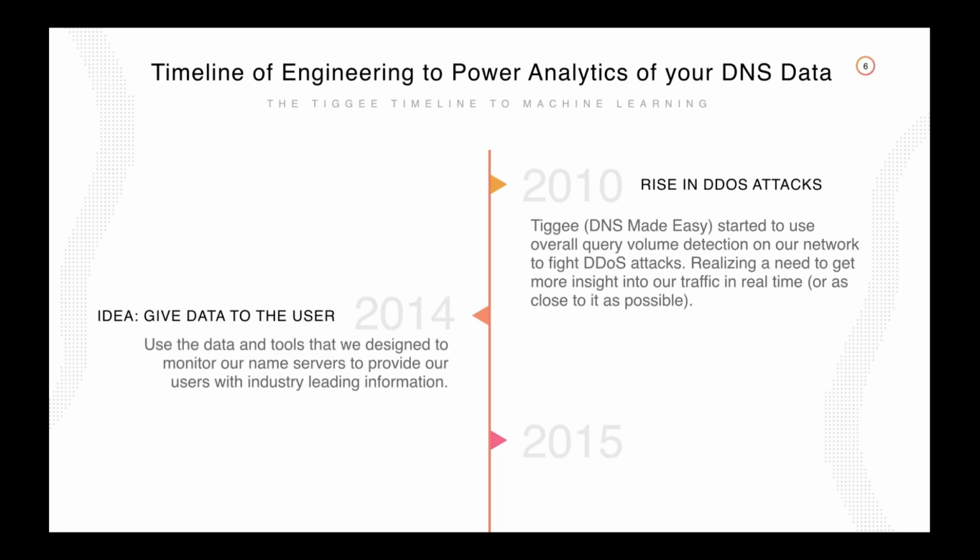So in 2014, we had the idea, we have all these analytics, let's start giving this to the user, right? And we developed these analytics, and we thought, let's start giving the data and tools we designed to monitor our own name servers and start providing this to be leading the industry. Once again, we're going to try to be a leader in the industry. And in 2015, we came up with real-time statistics, for users that want to now have more information than ever before.